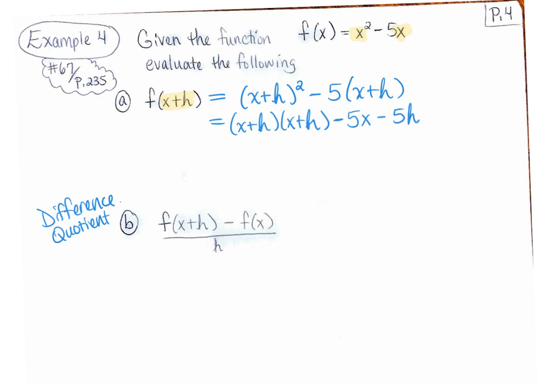Minus 5h. Good. Would you like a minute to determine what x plus h times x plus h is? I'll give you a minute. We know that x plus h times x plus h is, as you said, x squared plus 2xh plus h squared, because you add your outer and your inner term and you get the 2xh, minus 5x minus 5h.